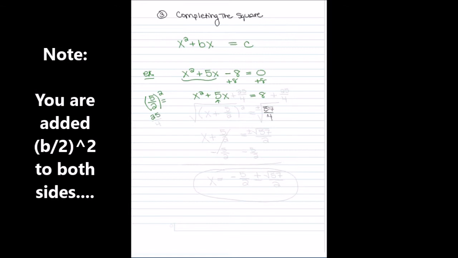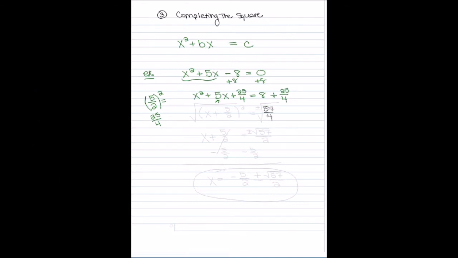Now, that 25 over 4, I have to add that to both sides of my equation, because whatever you do to one side, you have to do it to the other side. So I put 25 over 4 on both sides. This is me completing the square. Once you do that, you are able to factor the left-hand side. The x squared plus 5x plus 25 over 4, you can factor that. And a shortcut way to factoring that is just take the square root of the first term, which is x, and the square root of the last term, which is going to be 5 over 2. And then you put the plus sign in the middle and it will be completely factored.